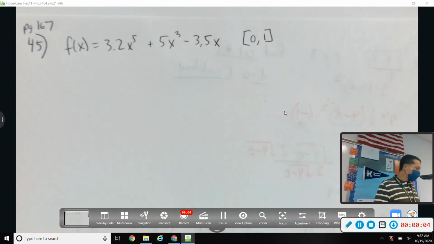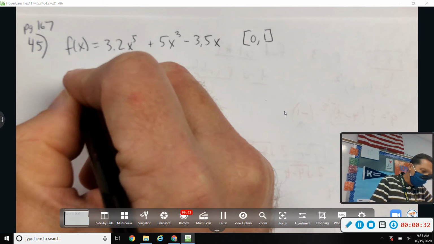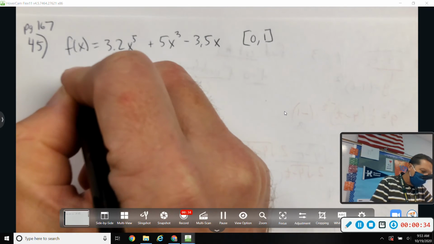Right, page 167, number 45. Use a computer algebra system, that means use a calculator, to graph the function and approximate any absolute extrema. Use the graphing calculator to find any critical numbers, and use them to find any absolute extrema not located at the endpoints. Compare your results to part A. So basically, work the problem, but put it on a calculator and see if it matches up. Use a calculator to check your answers would be an easier way to say that.